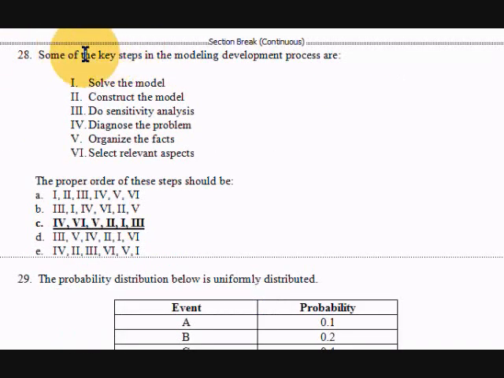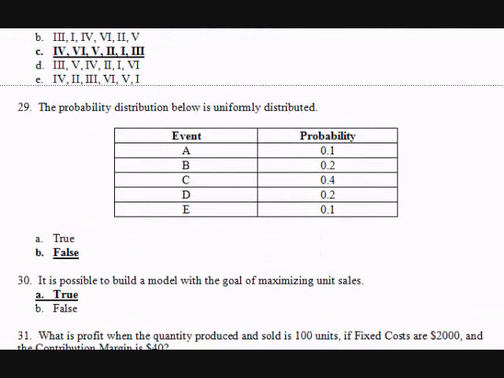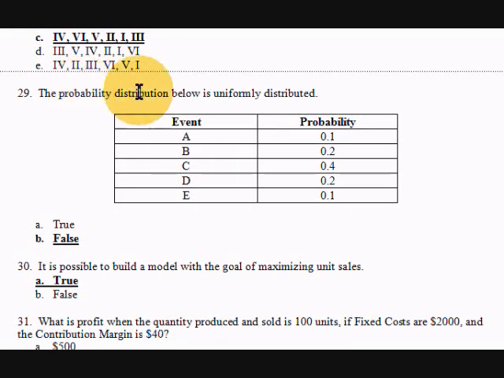All right, in this case, some of the key steps in the development of the modeling process are these, and the proper order, if you see down here, is answer C. So the first item is diagnose the problem, then we're going to select the relevant aspects, then organize the facts, construct the model, solve the model, and then do the sensitivity analysis. So most of you guys got that one right as well. And the probability distribution is not uniformly distributed, and that's not the case here. If it were uniformly distributed, all these probabilities would be the same.